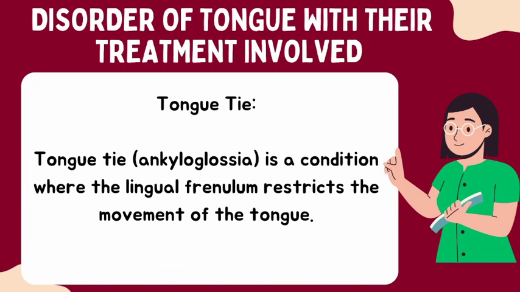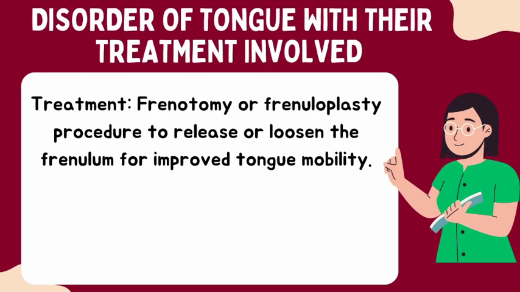Fifth, tongue tie. Tongue tie, ankyloglossia, is a condition where the lingual frenulum restricts the movement of the tongue. Treatment. Frenotomy or frenuloplasty procedure to release or loosen the frenulum for improved tongue mobility.